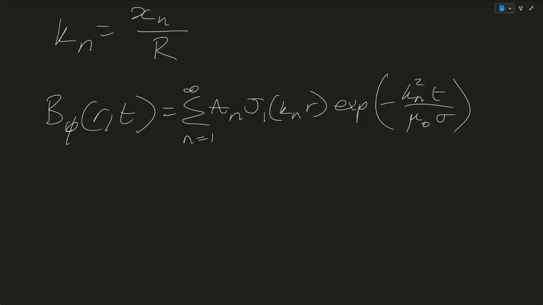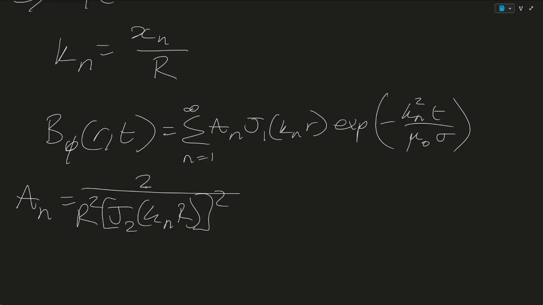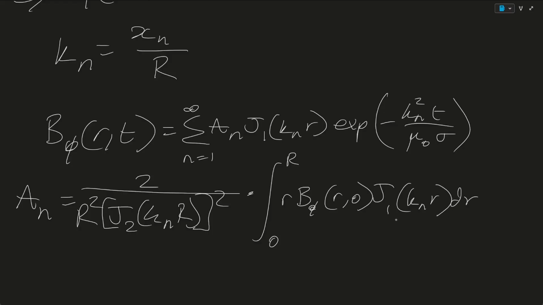Let's use orthogonality. So A_n is equal to, I'm going to start with the denominator, the Bessel function of the second kind of k_n R, squared, all of that over 2, times the integral, not a nice integral, there we go, from 0 to R of r B phi of r, 0 J1 of k_n r dr.